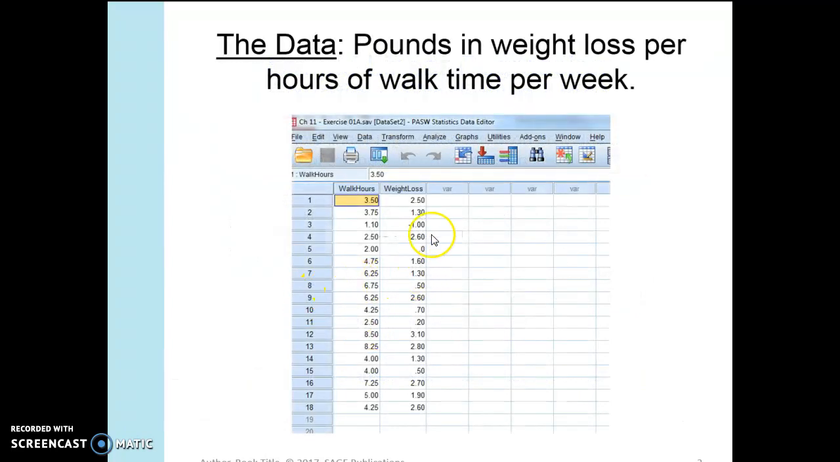Here's a set of data, and this is about the pounds in weight lost after hours walked each week. So these people, looks like there were 18 of them, spent 3.5 hours a week over a period of time, on average, walking, and this is the weight loss. So we want to know if those two are related, if they're correlated in any way. Well, of course, I think they're going to be correlated, but how are they correlated? What's the regression on this? So here's the walking hours and the weight loss.